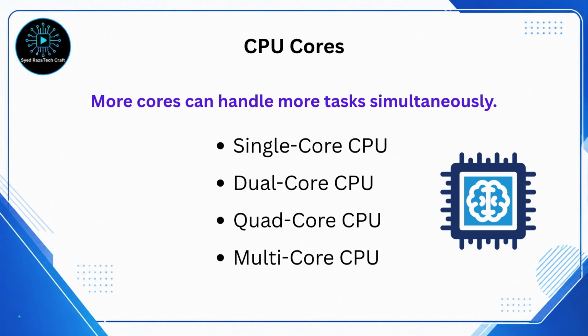Modern CPUs have multiple cores. They are single core, dual core, quad core, and multi core. Cores allow computers to handle multiple tasks more efficiently, and how many tasks a CPU can handle simultaneously is defined by the cores of the CPU.